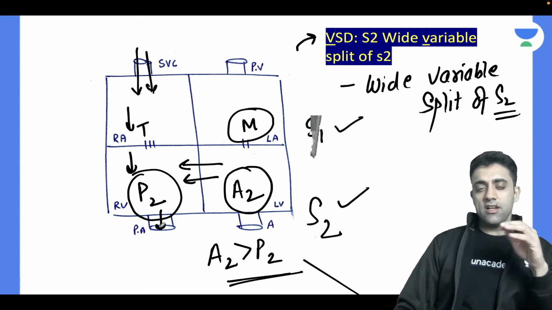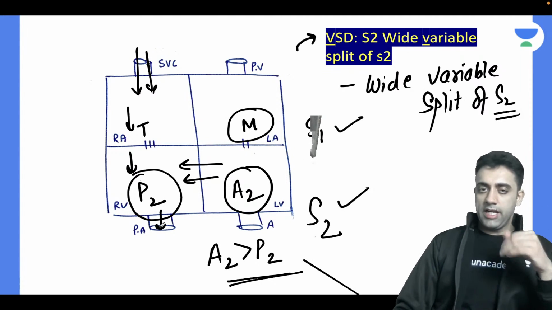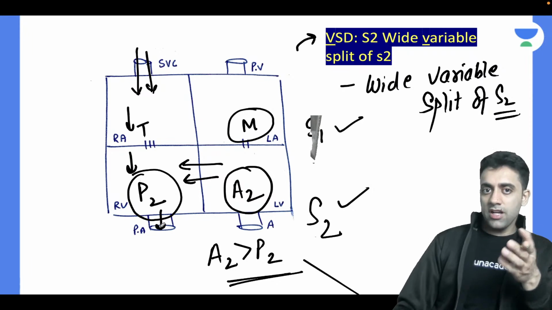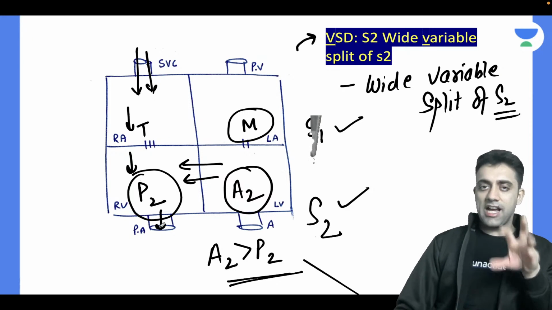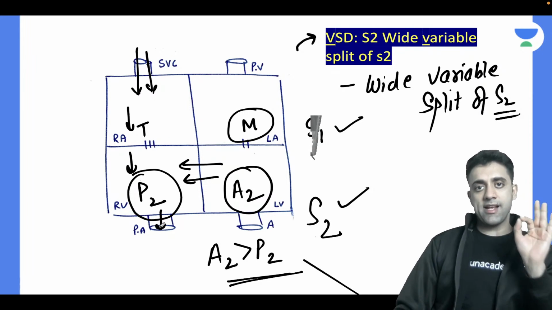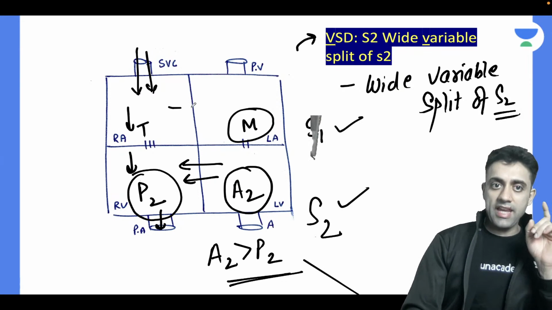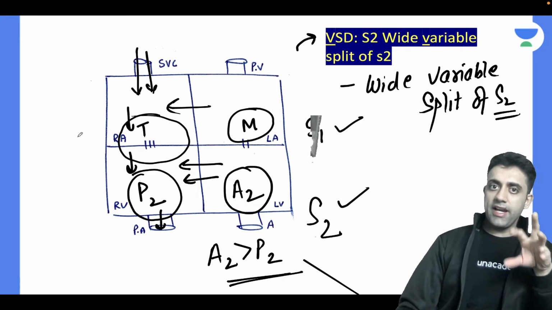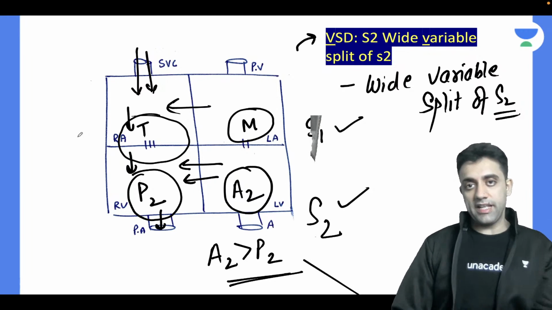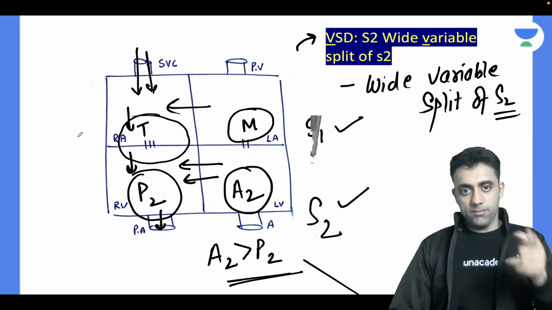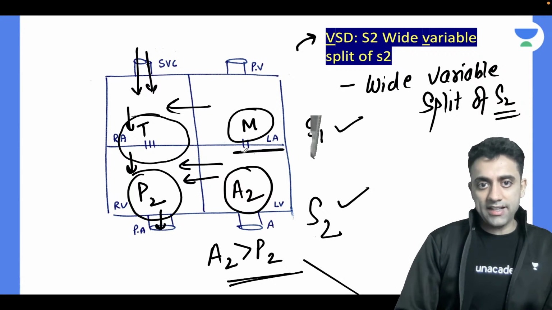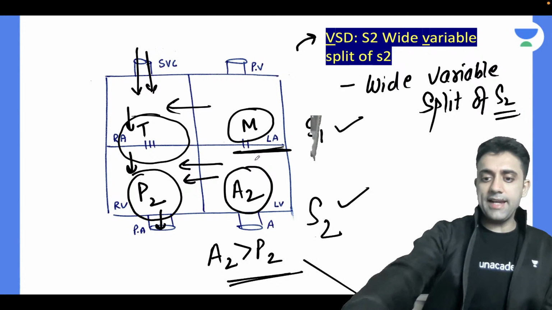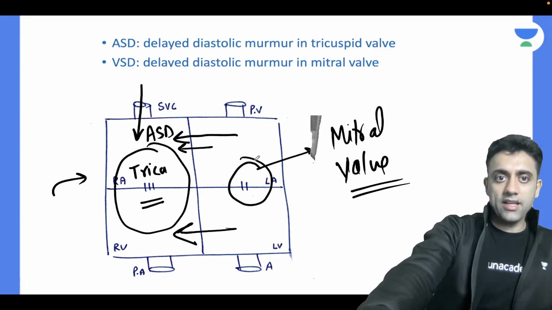In a case of VSD, you have to tell about S1 and S2. In S1, the first heart sound, at the mitral area I am able to appreciate a delayed diastolic murmur. In the case of ASD, at the tricuspid area, I was appreciating a delayed diastolic murmur. But here in VSD, at the mitral area, I'll be having a delayed diastolic murmur, number one. And then what are the other points?